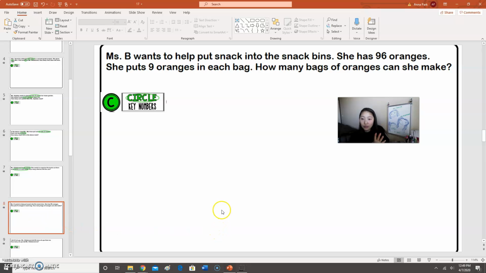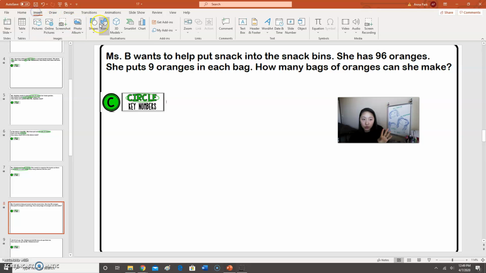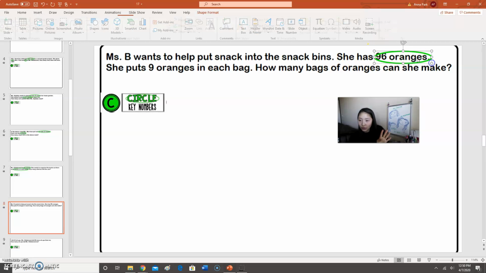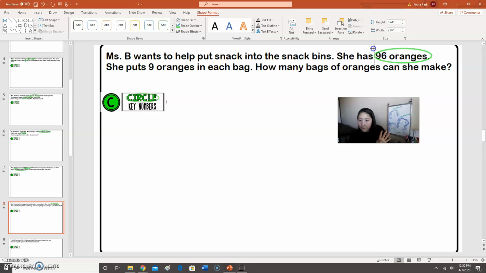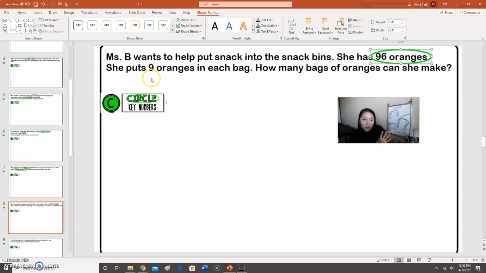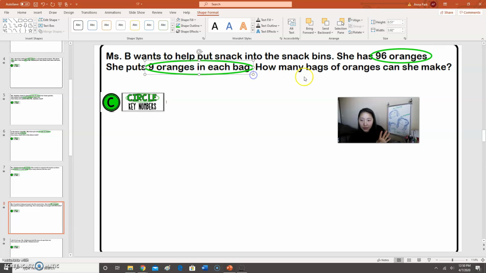Pause right now. I'm going to ask you to, again, look for which ones we're looking for. Think about what numbers you are circling. Think about what the unit is. So Miss B wanted to put snacks into the snack bin. She has 96 oranges. Okay. She puts 9 oranges in each bag. How many bags of oranges can she make?